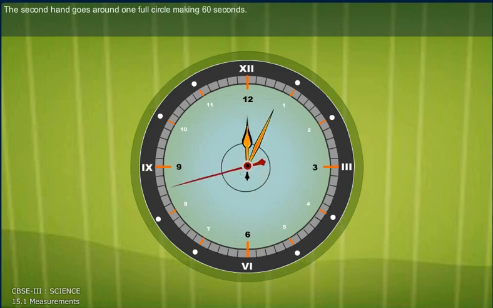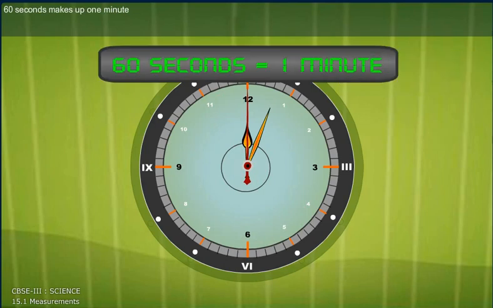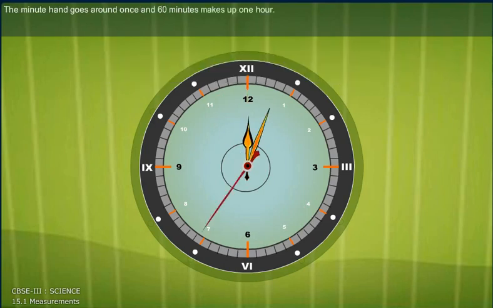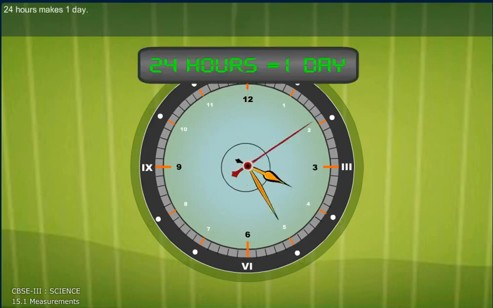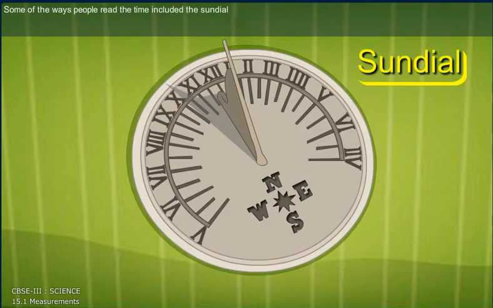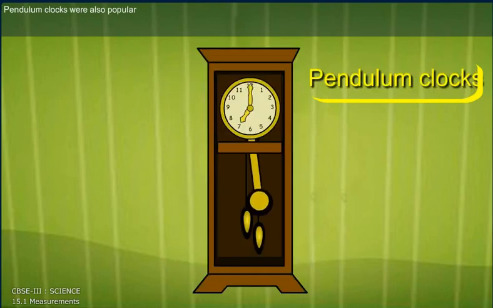The second hand goes around one full circle, making 60 seconds. 60 seconds makes up 1 minute. The minute hand goes around once, and 60 minutes makes up 1 hour. 24 hours makes 1 day. Some of the ways people read the time included the sundial. We had the hourglass. Pendulum clocks were also popular.